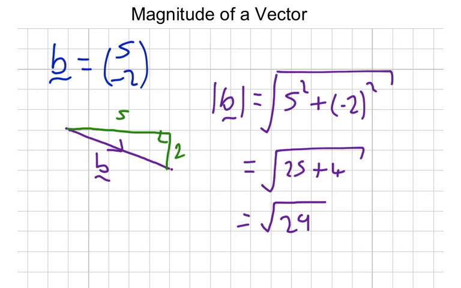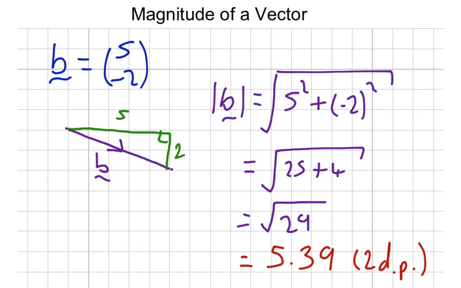And if we were asked to leave our answer in surd form or in exact form, we would finish there. If not, we could turn that into a decimal by writing it as 5.39 to 2 decimal places. And that would be the magnitude of the vector B.